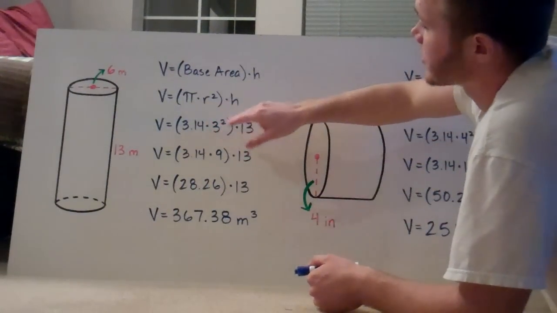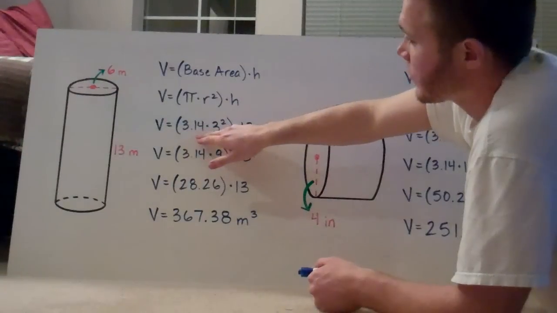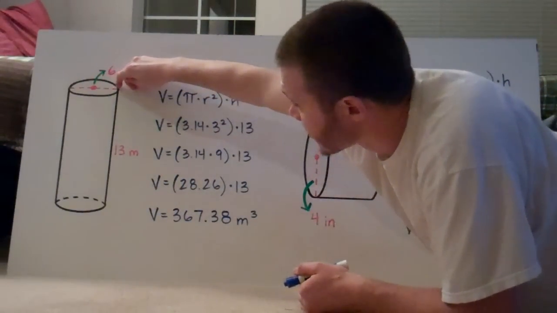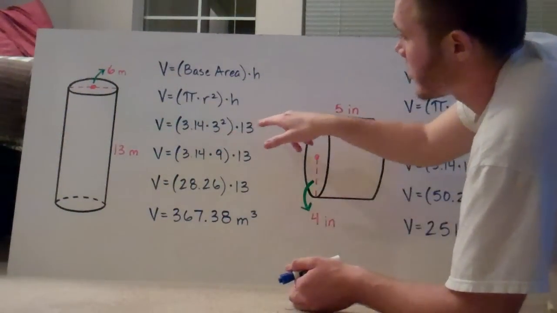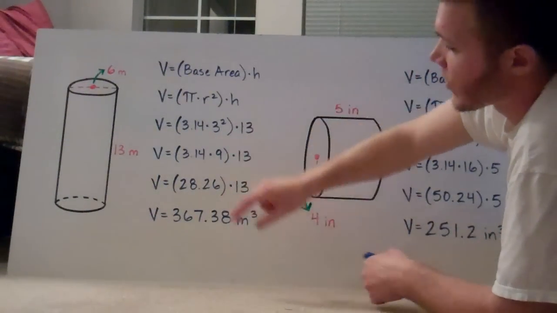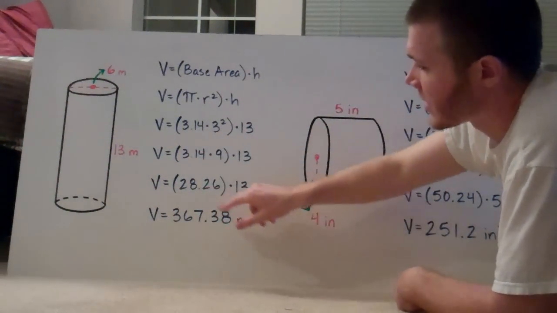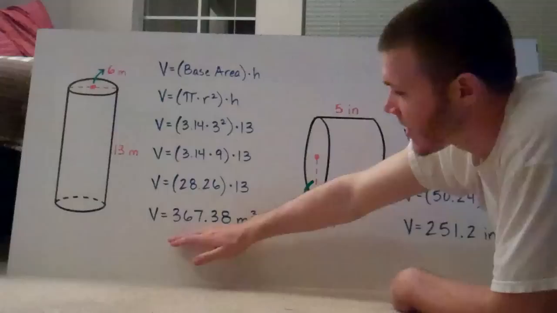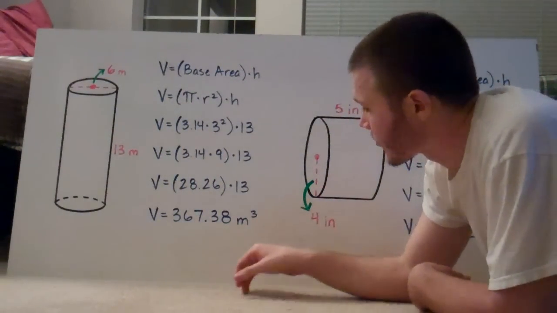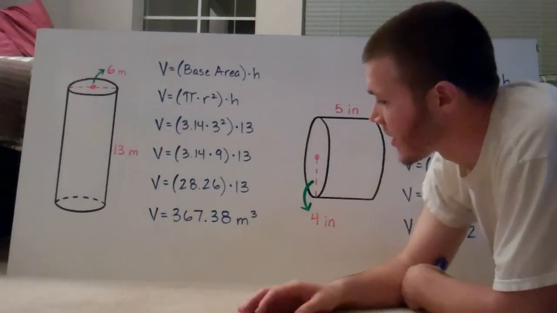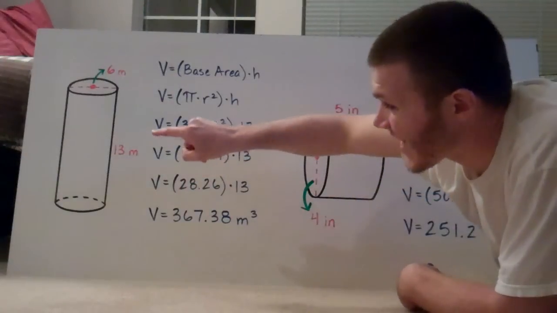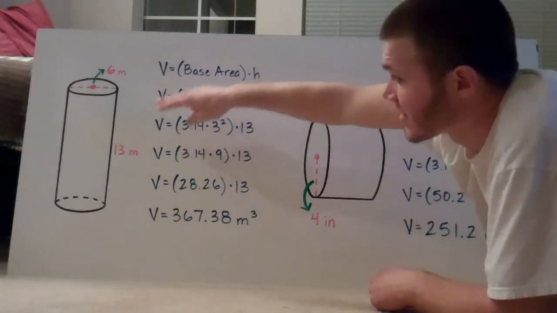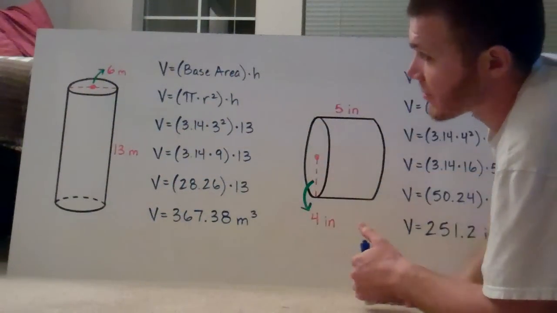So I'm going to take pi times radius squared times height. Well, pi is 3.14. The radius, if the diameter is 6, is half of that, which is 3, then times 13. 3 squared is 9. 9 times pi is 28.26. And 28.26 times our height, 13, gives us 367.38 cubic meters. So that's how many cubic meters would fit inside of that cylinder, if I actually showed you a cylinder that was 13 meters tall and had a diameter of 6 meters.